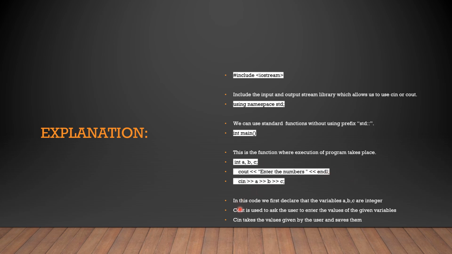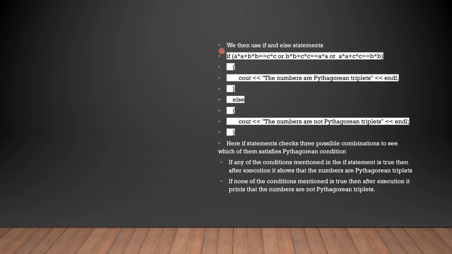So in this code, we first declared the variables a, b, c as integers. Cout is used to ask the user to enter the values of the given variables, and cin takes the values given by the user and then saves them. So we then use if and else statements in this code.